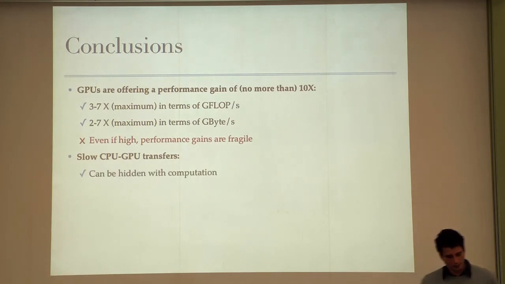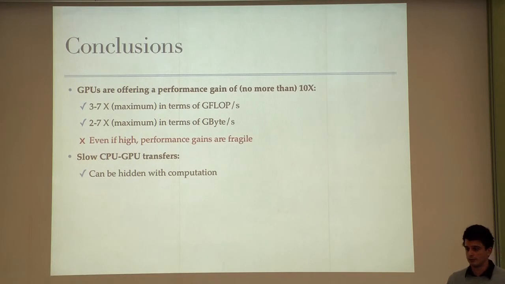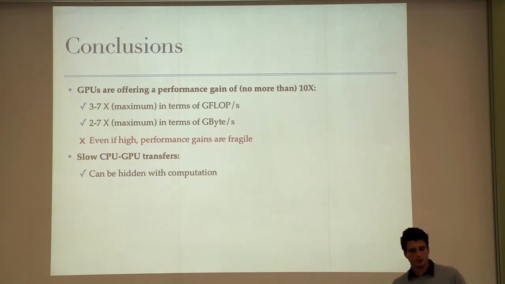Another issue is the aggregate bandwidth. If you take into account not only the internal bandwidth of the GPU, which is very high, but also the PCI Express, the fact that you need to pass through the PCI Express, then it's really difficult to get any benefit out of the GPU. The problem was solved here with some overlapping between computation and transfer.